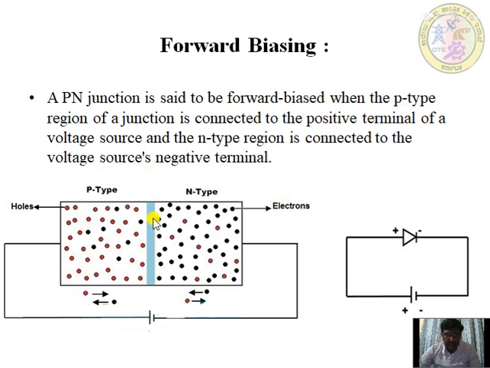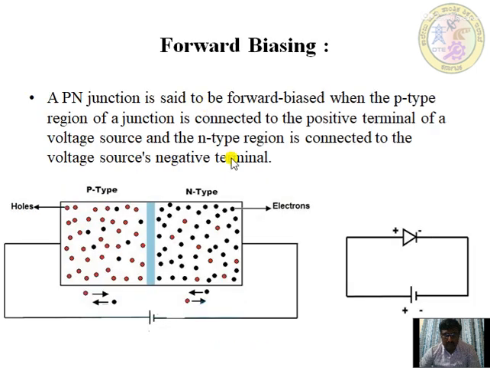This is the schematic structure of a PN junction. See here, this is P-type and this is N-type, and we already know that in P-type holes are the majority carriers and in N-type electrons are the majority carriers. In this one electrons are the minority carriers and in this one holes are the minority carriers. The positive terminal is connected to P-type and the negative terminal is connected to N-type. This is a symbolic structure.